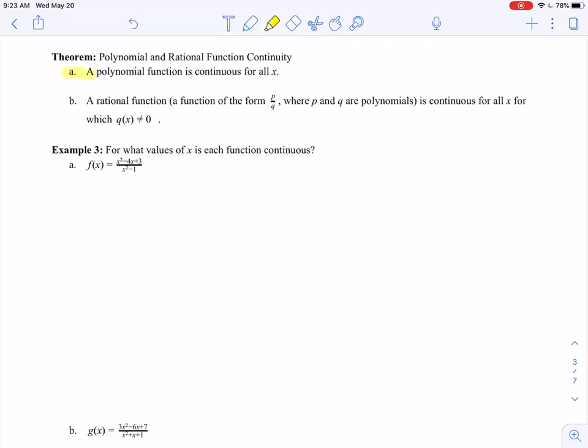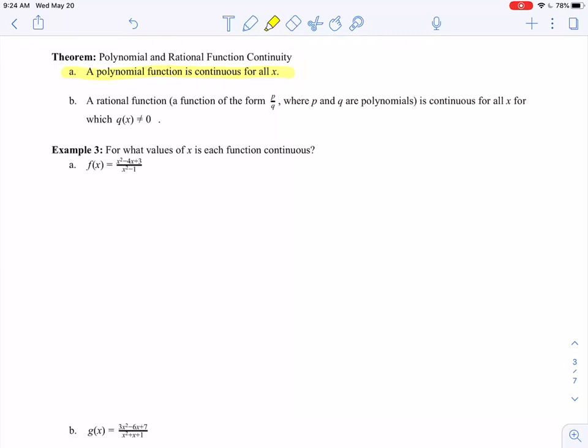Our theorem first says a polynomial function is continuous for all x, and this is a really, really nice theorem. So if you come across a polynomial, you essentially know it's not going to give you any problems. It's going to be continuous everywhere. You're not going to have any weird spots where something odd is happening. We like to work with polynomials. Those are kind of the nicest, the easiest cases to work with.